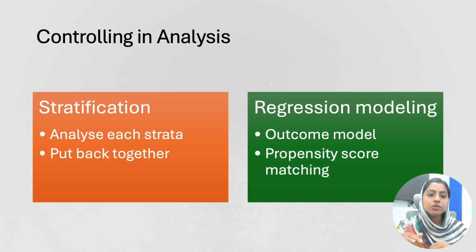Now let's see how to control in the analysis. One thing that we have already seen is stratification, where you stratify based on the confounder and then put them back together and look at the adjusted relative risk. The next thing that you can do is regression modeling, which is basically a statistical method. Two of the methods that come under this are outcome model and propensity score matching. So when you read articles and see in the statistics that they have done regression modeling, outcome model, or propensity score matching, it means they have addressed the confounder.